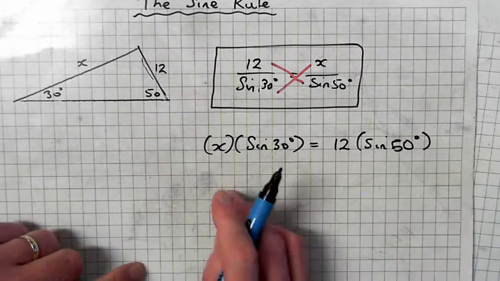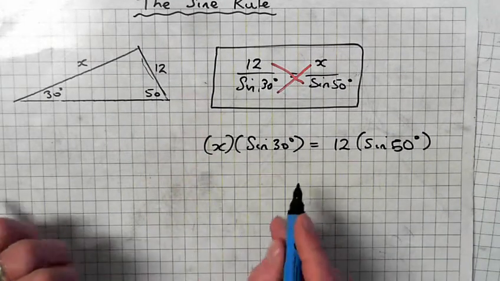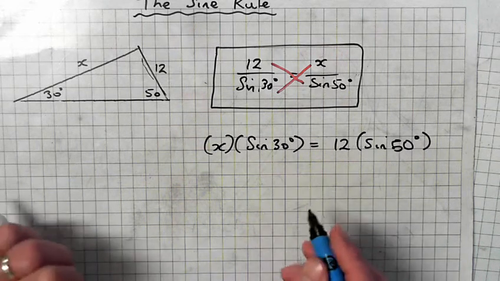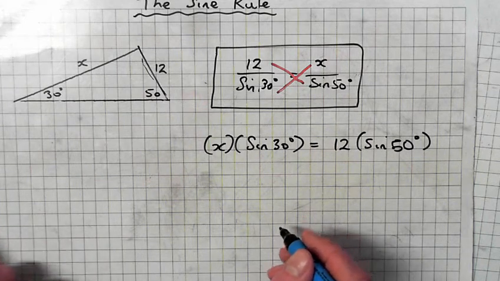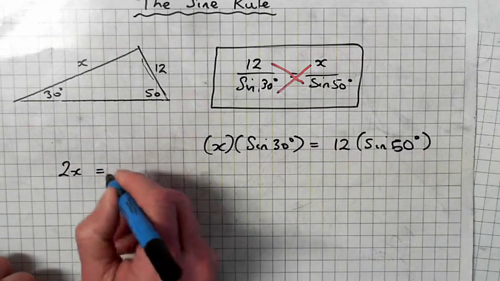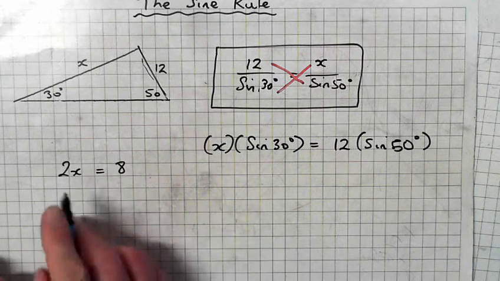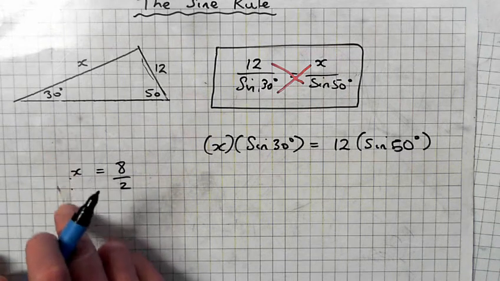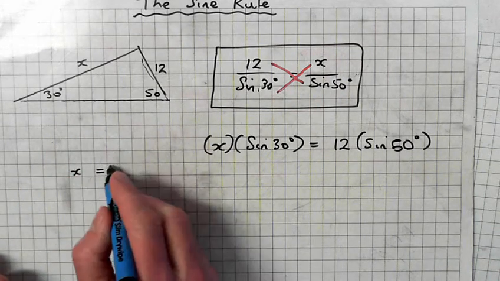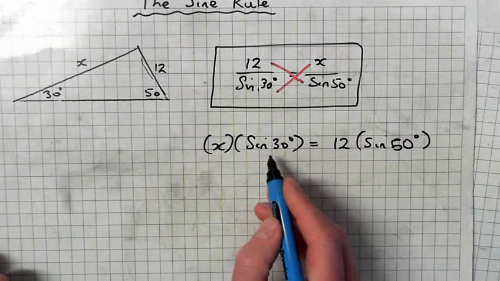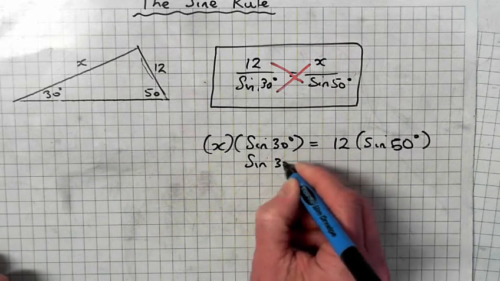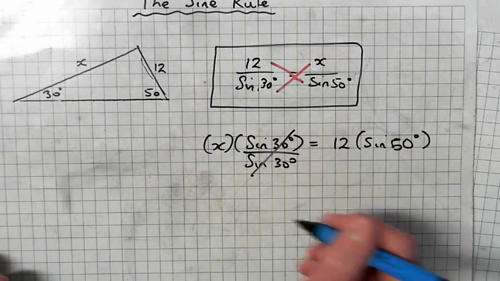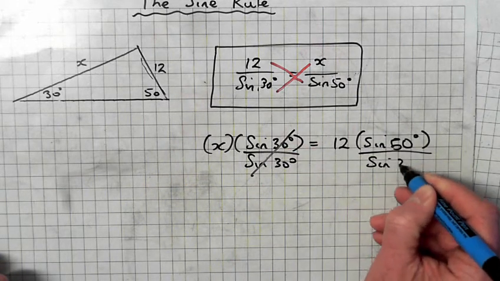As in algebra, I want x to be on its own on the left hand side, and I want to get rid of sine of 30. So how do you get rid of sine of 30? If it was like this, 2x is equal to 8, divide both sides by the thing I want to get rid of, which is the 2. 8 over 2 is 4. So same over here, I want to get rid of the sine of 30, so divide by the sine of 30. That equates to 1.